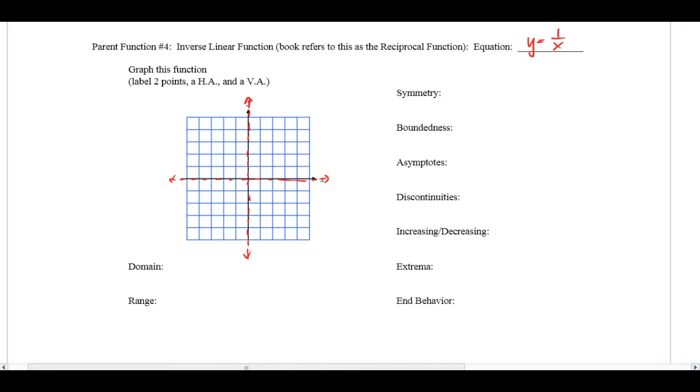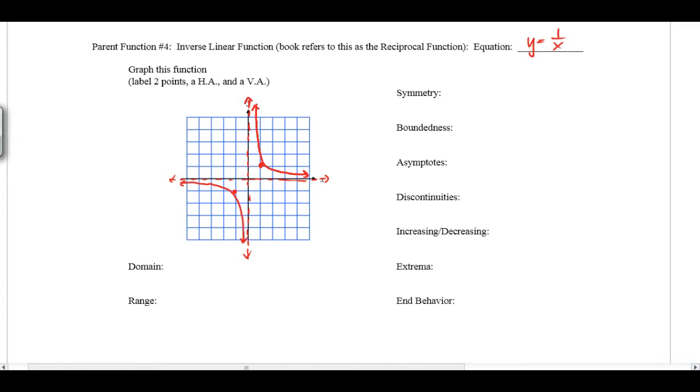And when you say those, well, I'll wait till I get to asymptotes. The 2 points I like to label, I'll label the point (1, 1) and the point (negative 1, negative 1). And then I'll draw the graph in here. It looks like this. It's a hyperbola. Kind of like a regular hyperbola, and there's the graph of it.